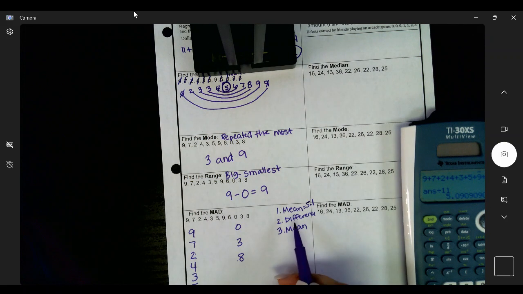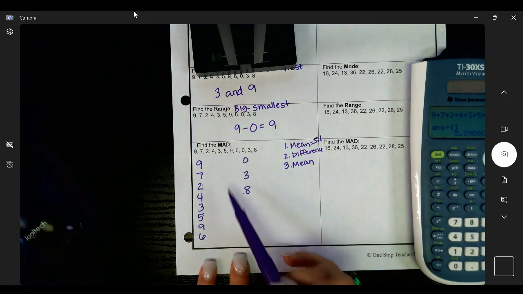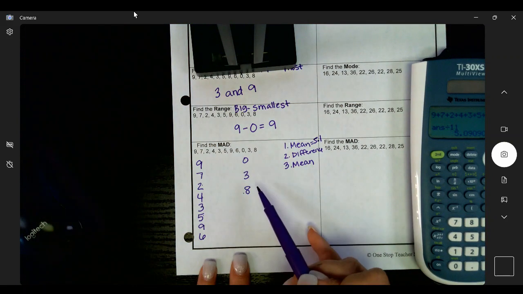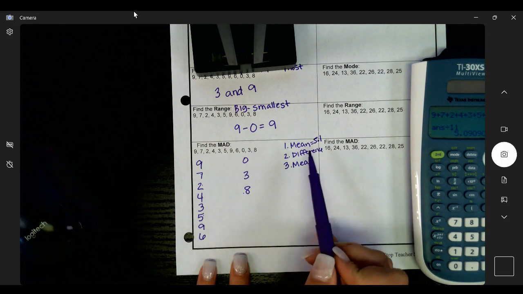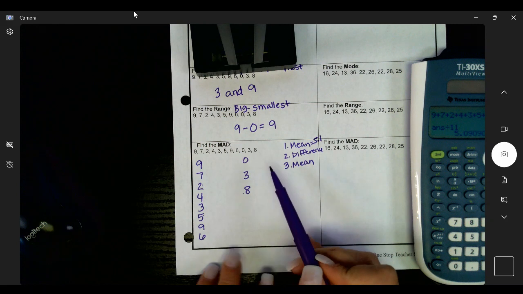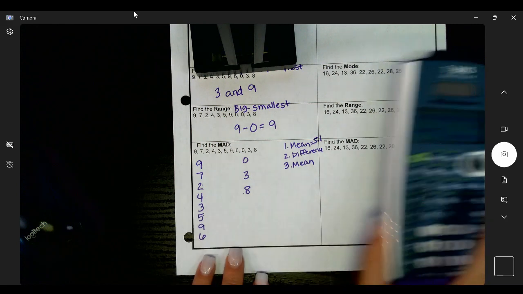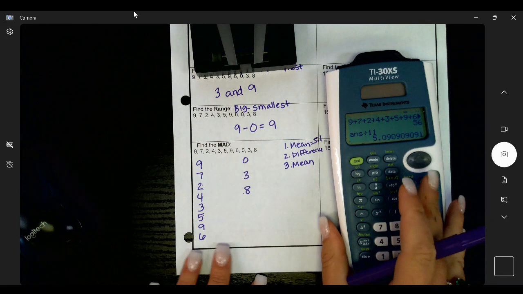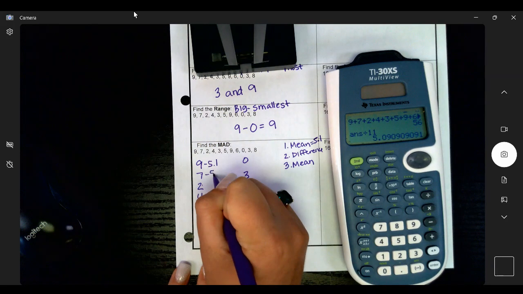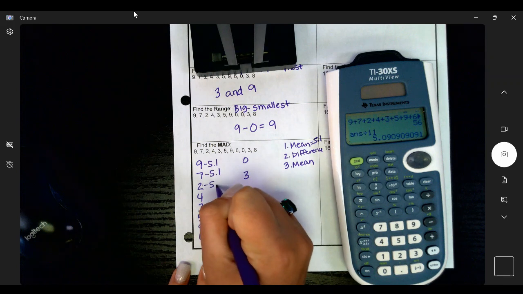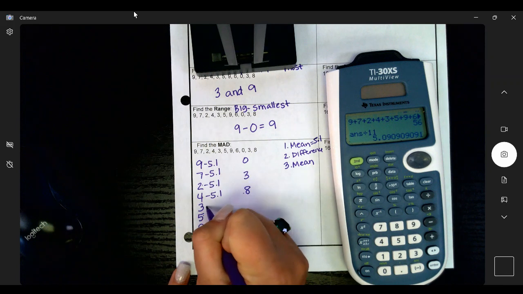Now we got to find the difference. So we've got to subtract 5.1 from each one of these numbers. We want to know how far away or how many hops away is each one of these data points from the mean. And we're not going to do negatives because distance can't be negative. So if you go to subtract here and you get a negative, just leave it off, okay? So I'm going to do 9 minus 5.1, 7 minus 5.1, 2 minus 5.1, all the way down.